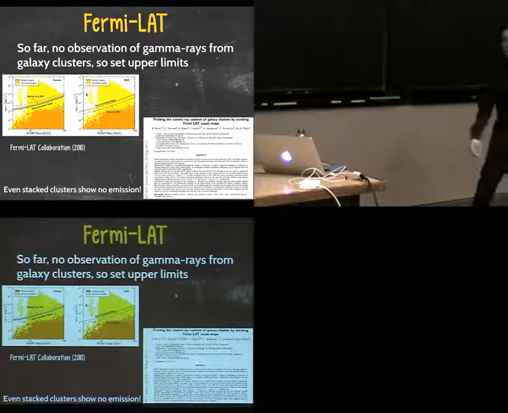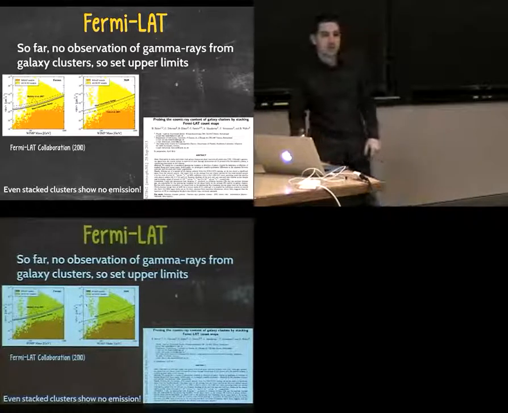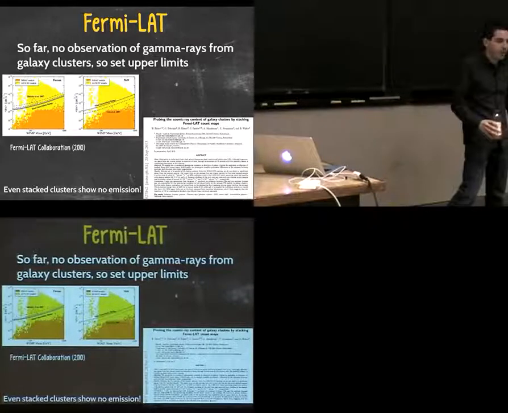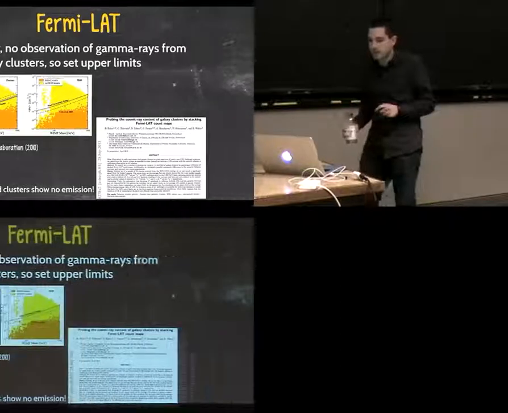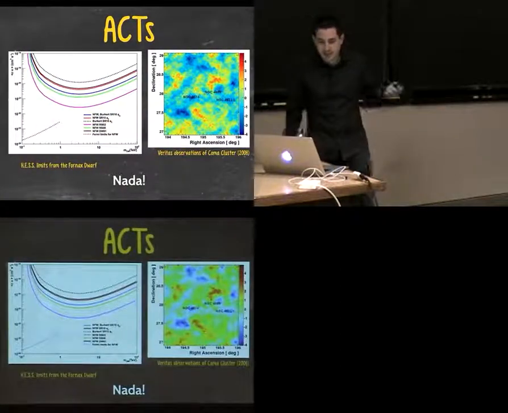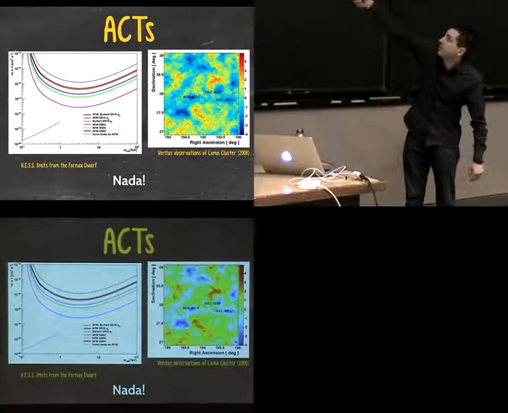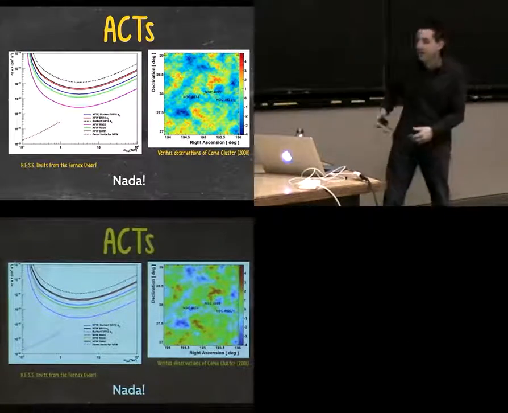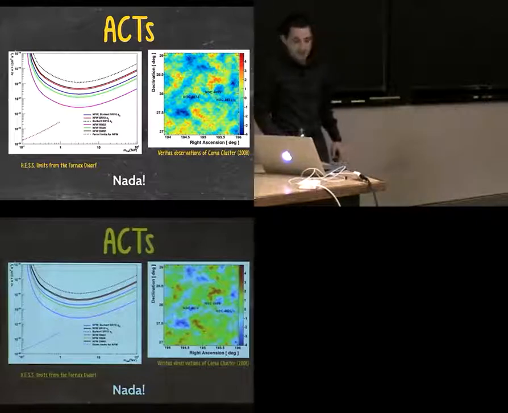And it turns out that we haven't seen any gamma rays from clusters whatsoever. Which is funny because there's a lot of bright stuff in clusters, but no gamma ray emission yet, which is interesting, not something you expected. ACTs can do the same thing, and again, their limits are even weaker. They're way here. The thermal cross-section is not even on this plot, it's way down there, but nothing.